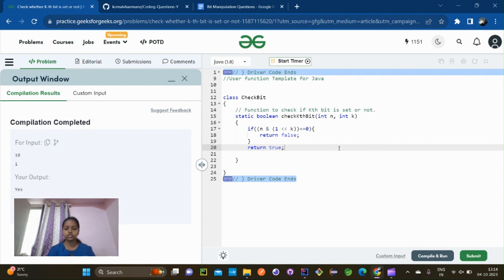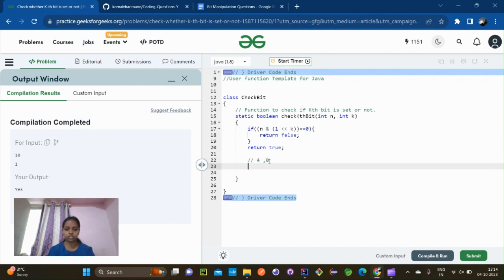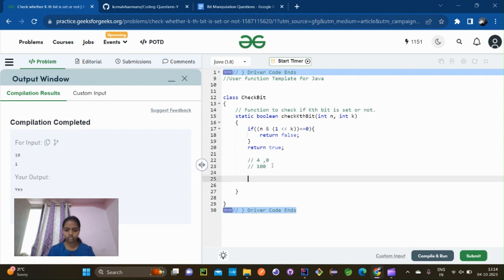Okay, yes. So the first test case was 4 and 0. So here n is 4, k is 0, like the 0th position. If we represent 4 in binary, that means this is the binary of 4. So at the 0th position it is 0, so we got no as the answer.